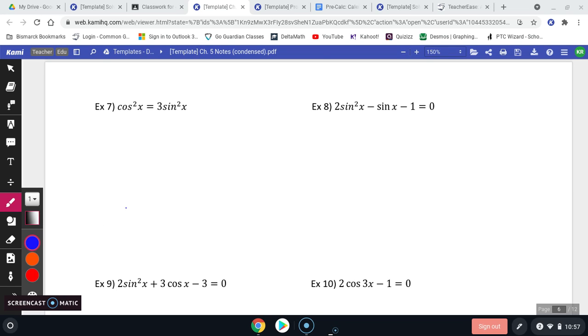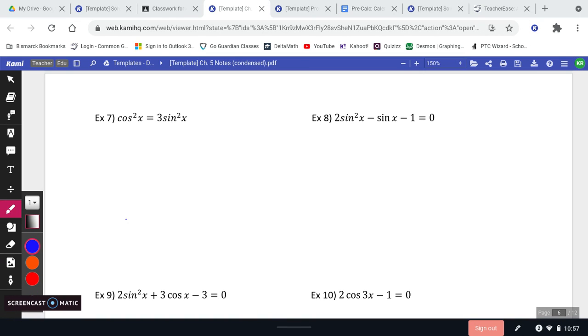Okay, so here is the second part of the notes for section 5.3. On number 7, you have cosine squared and sine squared. So I think it's going to be easiest to rewrite this using either your sines or your cosines. Remember, you have the Pythagorean identity, sine squared x plus cosine squared x equals 1. So I think I will make a substitution for the cosine squared. This is going to be 1 minus sine squared x.